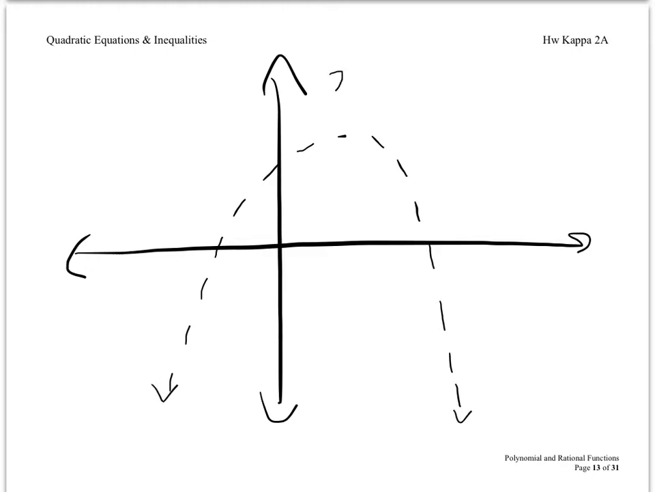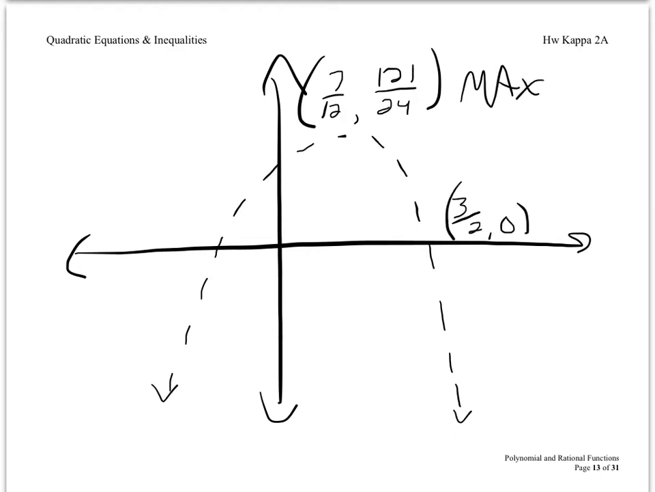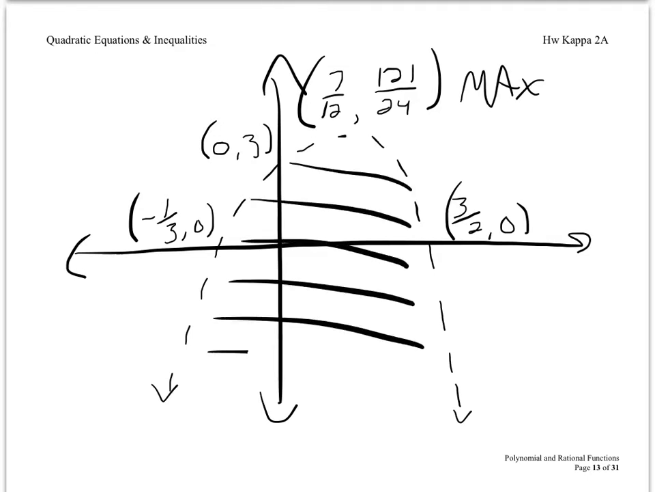Our maximum was at 7/12, 121/24. It had an x-intercept of 3/2, an x-intercept of -1/3, and a y-intercept of, what was our y-intercept? It was 3. And then the original inequality says y is less than, so we shade below our curve. So this is our graph.